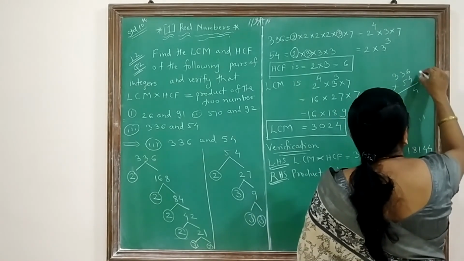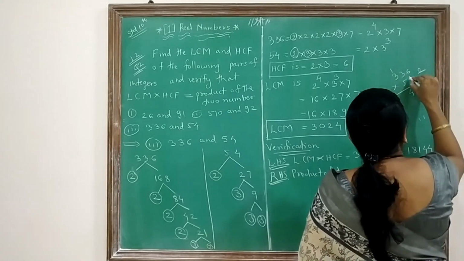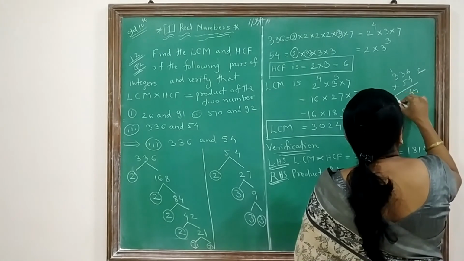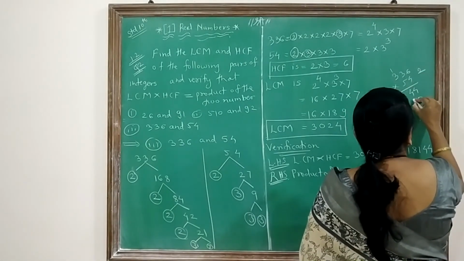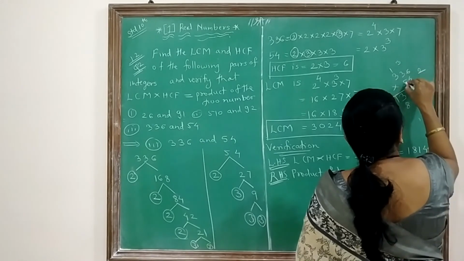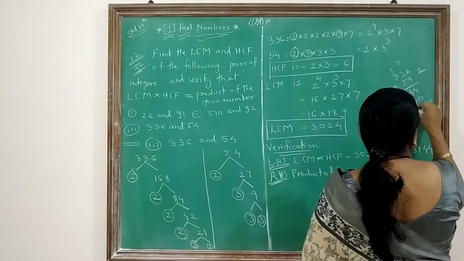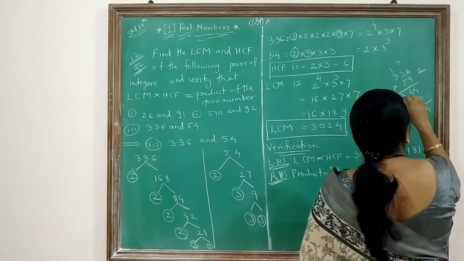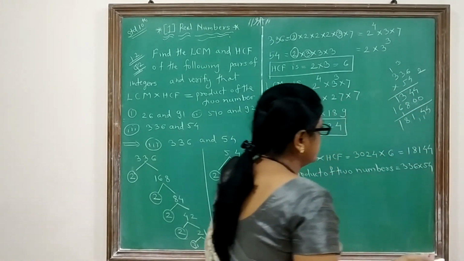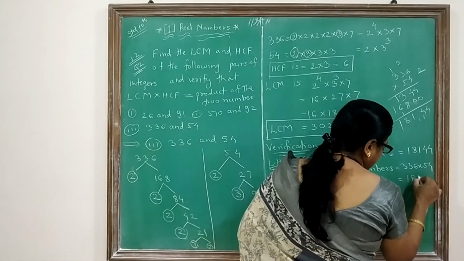6 fours are 24, then 2, 6 fours are 24, 3 fours are 12, then 14, then 1, 4 threes are 12, then 13, then 0, 5 sixes are 30, then 3, 5 threes are 15, 15 plus 3 is 18, then 1, 5 threes are 15, then 16, that is 4, 4 fours are 16, 8 plus 3, 11, then 1, 6, 7, 8, then 1, 8, 1, 4, 4.